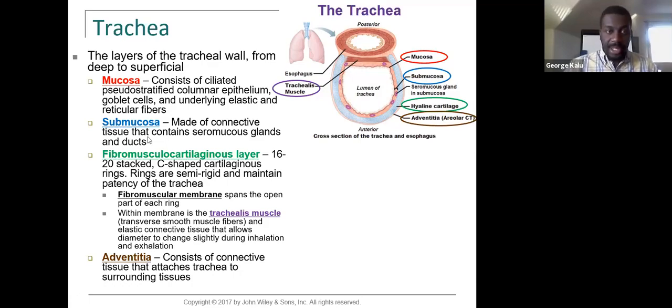Cool. So the innermost layer, we have the mucosa. We have our ciliated pseudostratified columnar epithelium with lots of goblet cells. Then we have the submucosa just superficial to that. Superficial to that, we're going to have our fibromusculocartilaginous layer, which is made up of this cartilage arranged in a C shape, with the open portion in the posterior region. And then we have the adventitia on the outside, and that just attaches the trachea to surrounding tissues. So those are the 4 layers of the trachea.